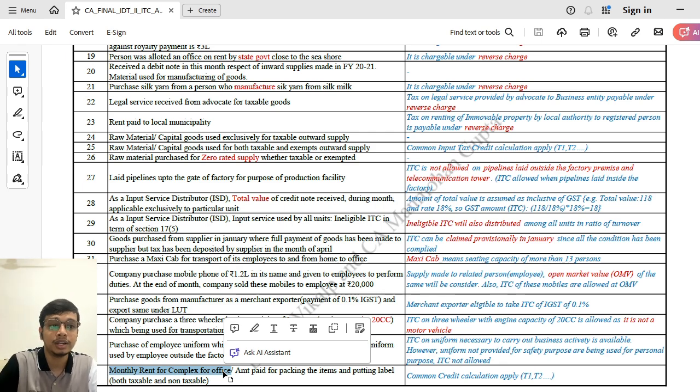अगर हमने कोई मंथली रेंट दे रहे हैं ऑफिस का या अमाउंट पे कर रहे हैं फॉर पैकिंग द आइटम्स, बट टैक्सेबल एंड नॉट टैक्सेबल दोनों गुड्स के लिए, देन वी हैव टू सेपरेट इट एज पर कॉमन क्रेडिट कैलकुलेशन। सो इसमें भी कॉमन क्रेडिट अलग करेंगे कॉमन आईटीसी को, फिर देन कैलकुलेट करके अलग अलग डिस्ट्रीब्यूट करेंगे। सो दैट्स ऑल फॉर सेकंड पार्ट, in case inward RTC in which ITC can be availed.